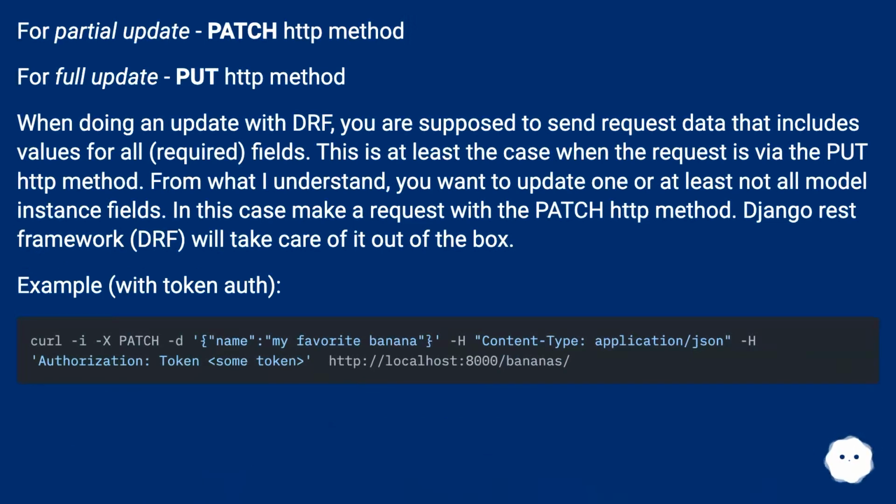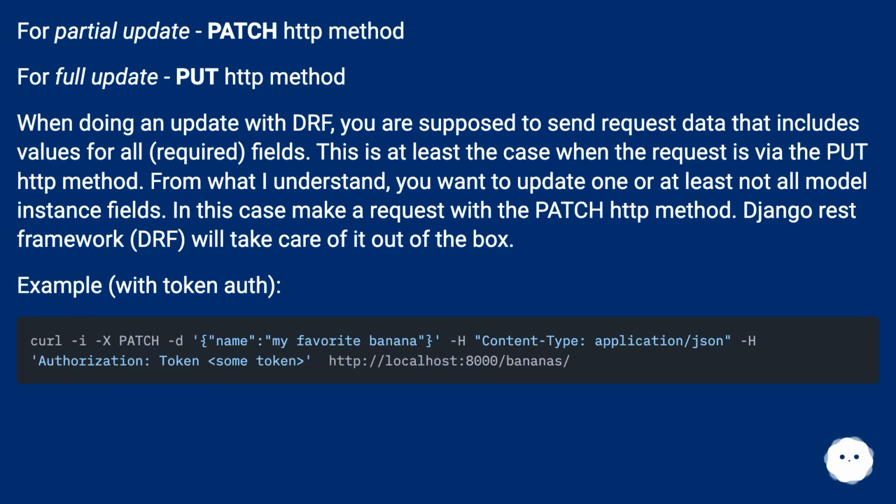For partial update, use the PATCH HTTP method. For full update, use the PUT HTTP method. When doing an update with DRF, you are supposed to send request data that includes values for all required fields. This is at least the case when the request is via the PUT HTTP method. From what I understand, you want to update one or at least not all model instance fields. In this case, make a request with the PATCH HTTP method. Django Rest Framework, DRF, will take care of it out of the box.